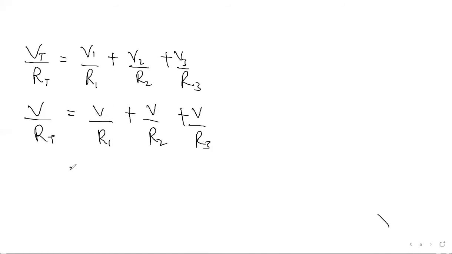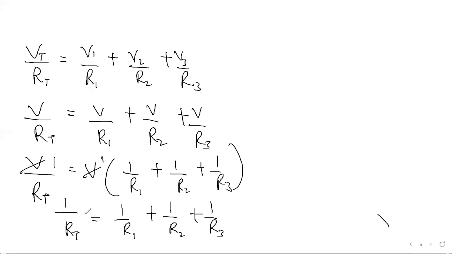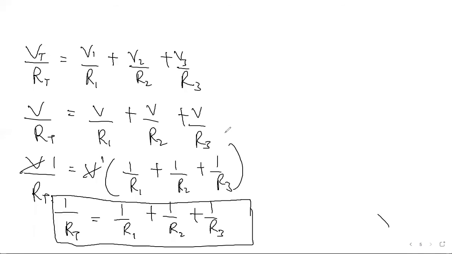Then I can pull out the V. I can factorize the V out: 1 over R1 plus 1 over R2 plus 1 over R3. Then V over RT. Here I can divide both sides by V so that I can cancel the V. Then I'll have 1 over RT equals 1 over R1 plus 1 over R2 plus 1 over R3. Okay? So this is the formula for resistance in parallel. So we'll stop there and I'll see you in the next video. Bye-bye.